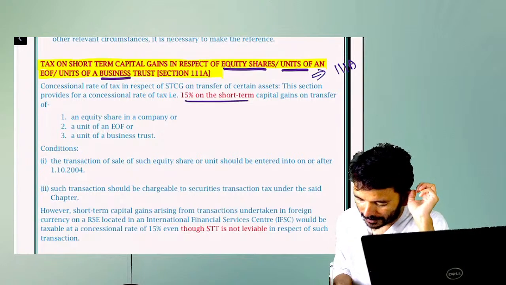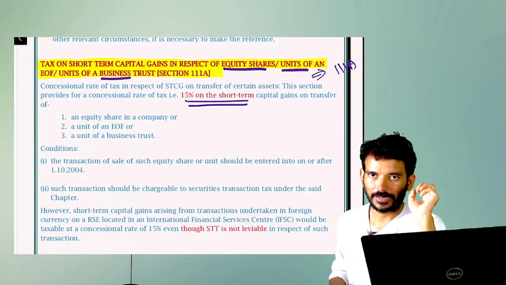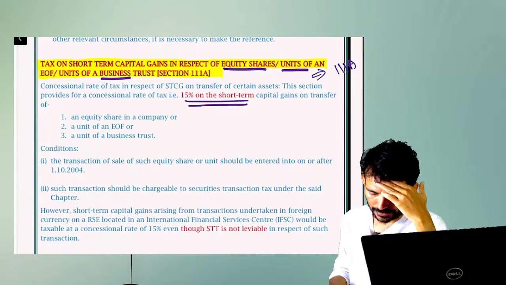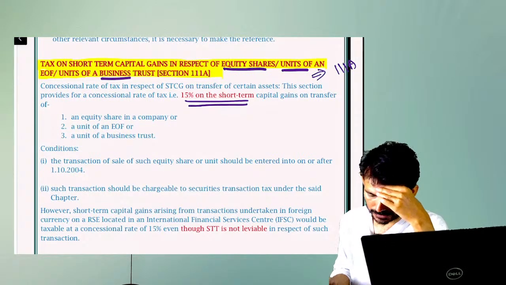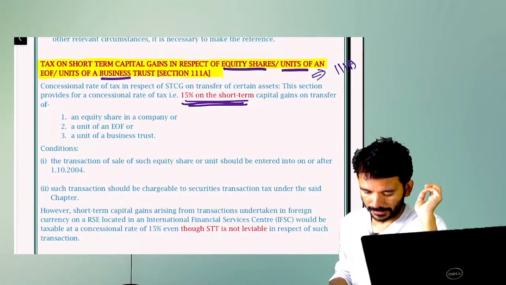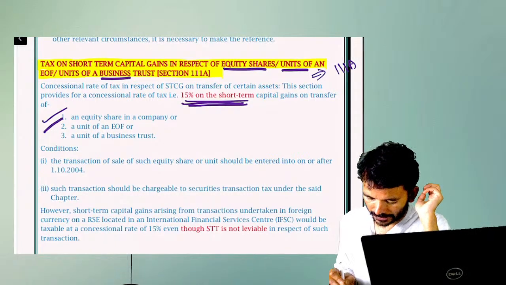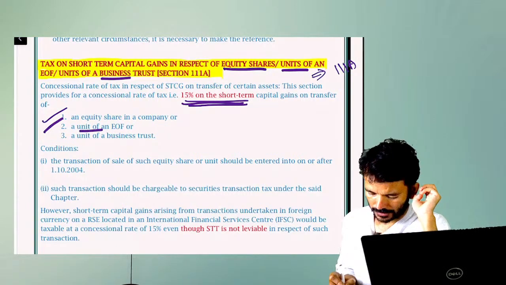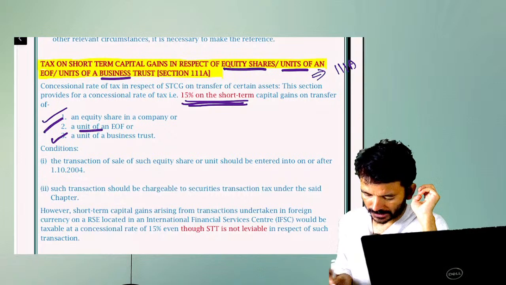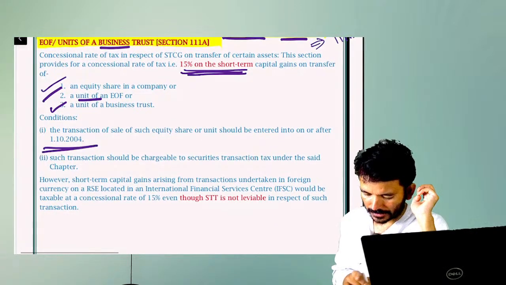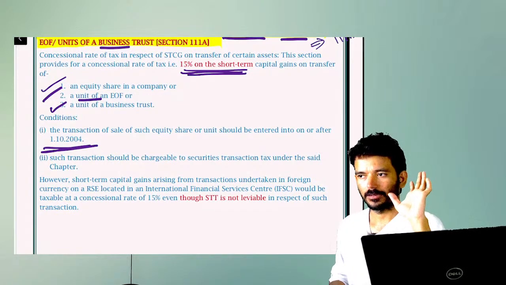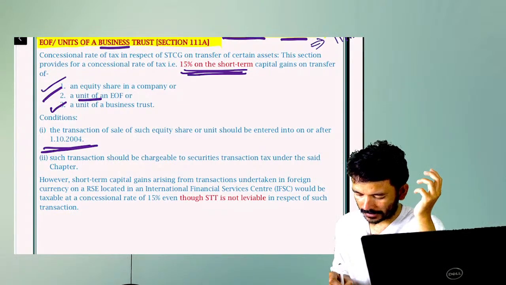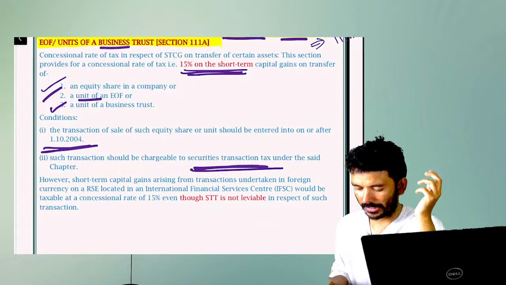Yeah, so short-term capital gain on these instruments, equity instruments and units of equity oriented funds and business trust, will be taxable at 15%. These three: equity shares in a company, units of an equity oriented fund, and units of a business trust. The condition is that this should be after 1st October 2004, because that is the day when this amendment happened, and STT should have been paid.